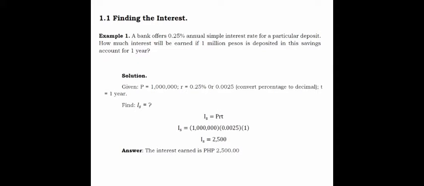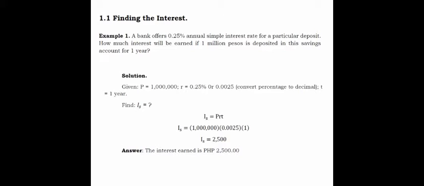The first example, finding the interest. So the problem is a bank offers 0.25% annual simple interest rate for a particular deposit. How much interest will be earned if 1 million pesos is deposited in the savings account for 1 year? So the solution, the given in the problem is the principal, which is 1 million. So our P here is 1 million.